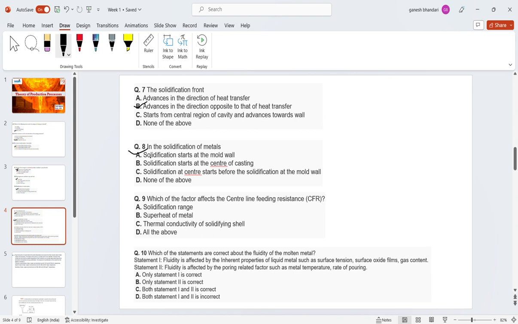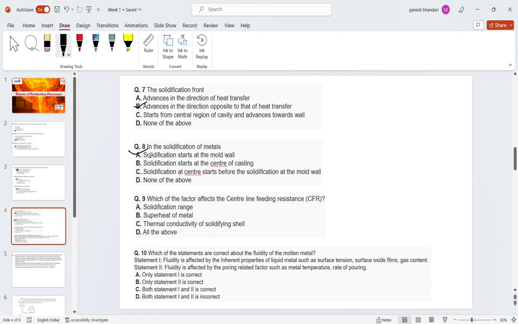So it is also a great tool for many scientific uses. But for the particular core and all, at your level, in your exams, it won't be asked much. If you go into research or higher study, it will definitely come into picture. Okay, so now if we move to question number 9, which of the factors affect the centerline feeding resistance, CFR?